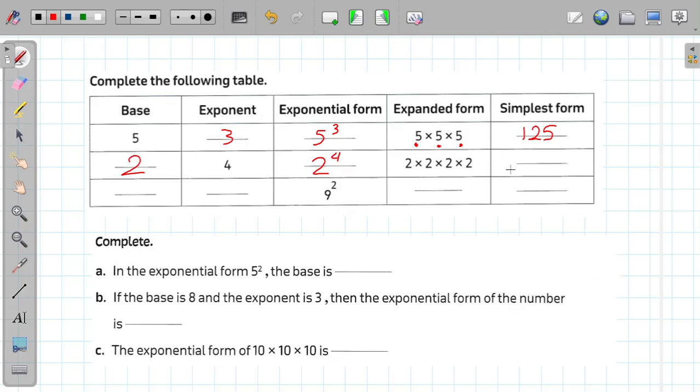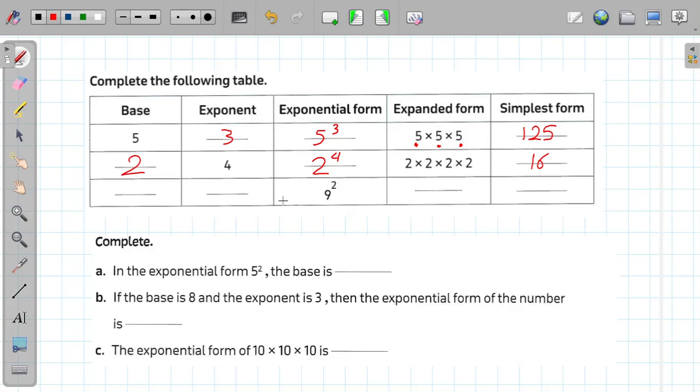So if I want the simplest form, I have to calculate this operation. 2 by 2 by 2 by 2 equals 16, because 2 by 2 equals 4, and 4 by 2 equals 8, and 8 by 2 equals 16.